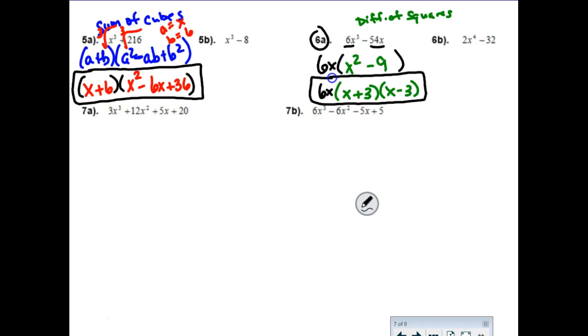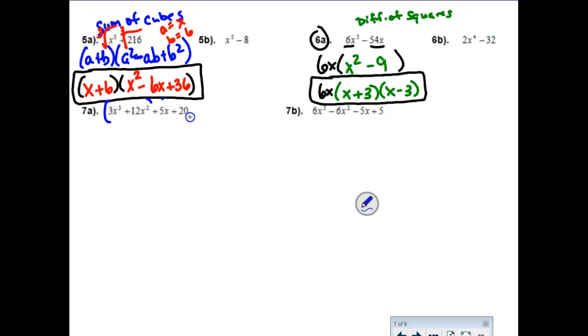And next we'll look at 7a. Alright, 7a is, so there's no common factor for all of the terms, but we do have 4 terms, which means we're going to group. So this is the kind of factoring where you look at the first 2 as a group, and then you're going to look at the last 2 as a group.